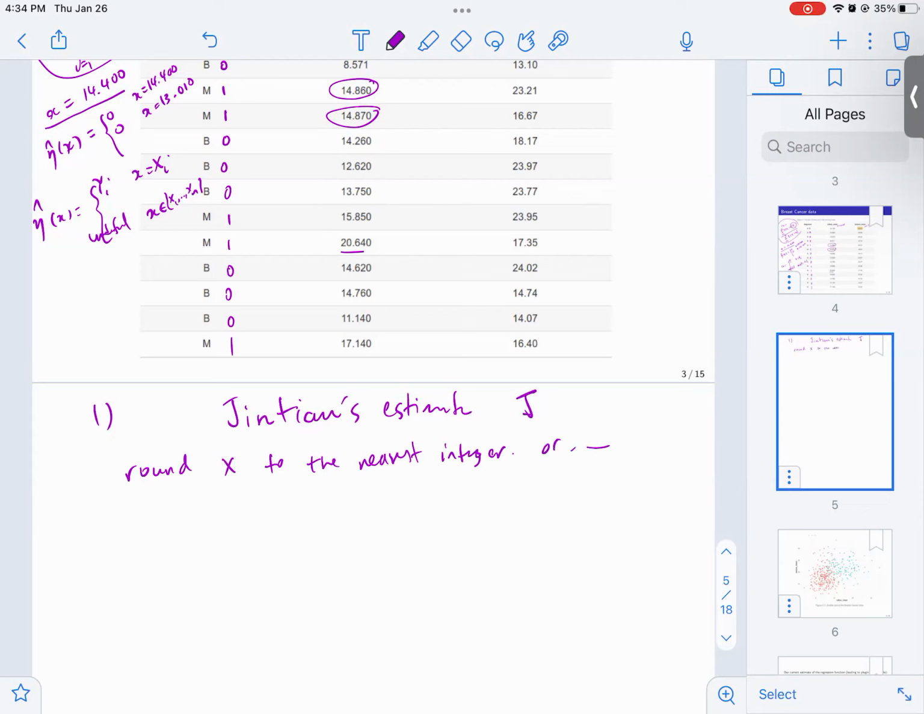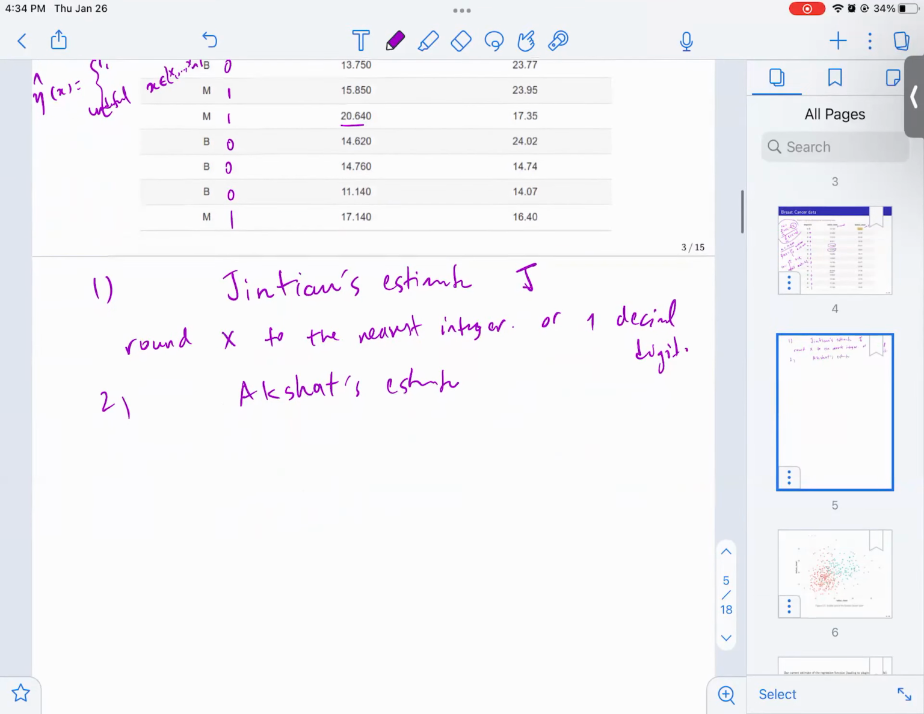Or to like the second 2 digits or 1 decimal digit. What was your name? Okay. AK. Akshat's estimator. So what should we do?